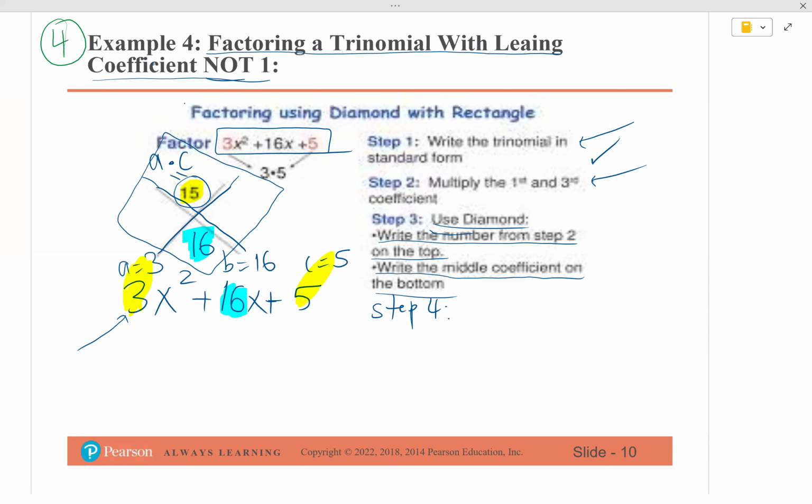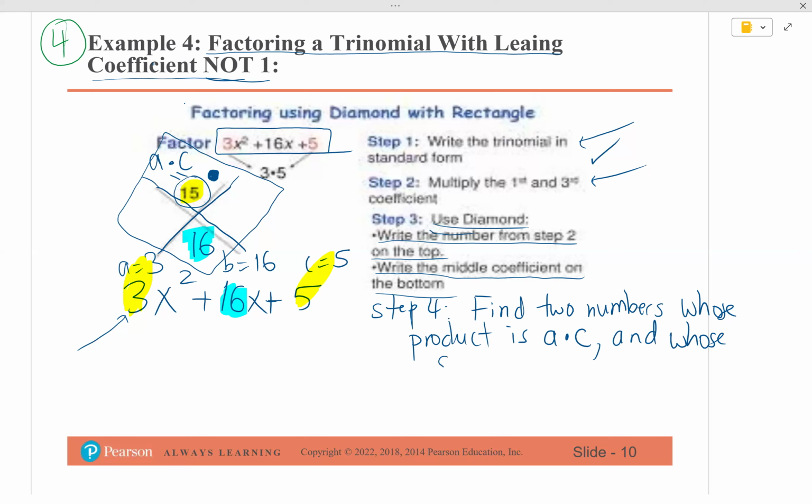Now step 4 is missing, but this is where it gets good. You guys, this is the punchline of the joke. Find 2 numbers, very similar to the last technique at this point, whose product is A times C. So that number up there, 15, I'm going to put a little product sign so I remember. I want 2 numbers whose product is that and whose sum, in other words, they add up to the other number, 16. So I'm going to put a plus there so I don't forget.